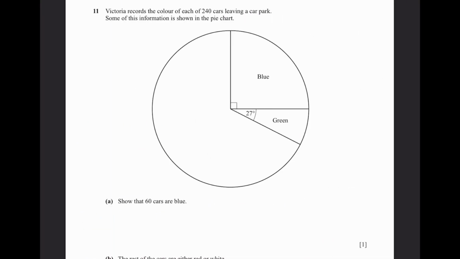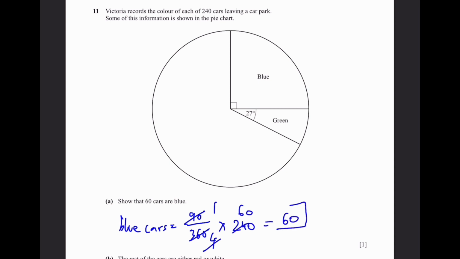Question 11. Victoria records the color of each of 240 cars leaving a car park. Some of this information is shown in the pie chart. A. Show that 60 cars are blue. We can see that the blue has an angle of 90 degrees. The blue cars is equal to 90 by 360, because that's the total degrees in the pie chart, multiplied by the total number, which is 240, and we can cancel this out. 1 by 4, we can cancel this, 60, so it will just be 60 blue cars. Proven.